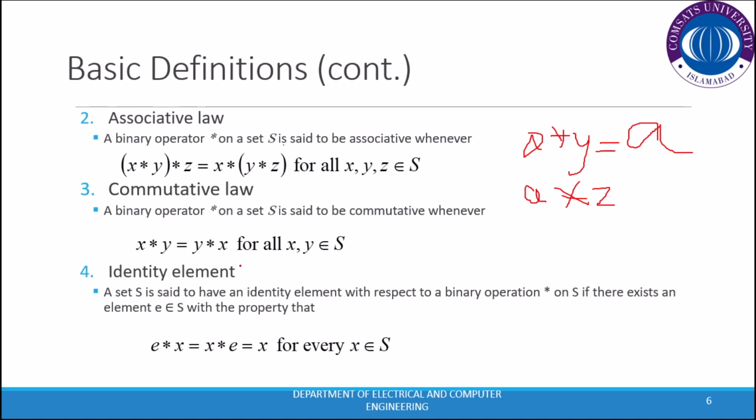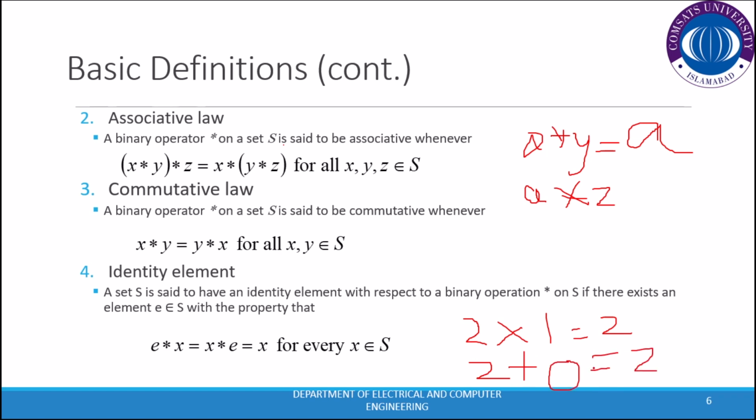The fourth is identity element. Identity element is, as we all know, that in mathematics, 2 multiplied by 1 will give us 2. So this one is the identity element with respect to the operator multiplication, which means that whenever we apply this operator on any element of our set, it gives back the same element. Similarly, when we add 0 to 2, it gives back 2.